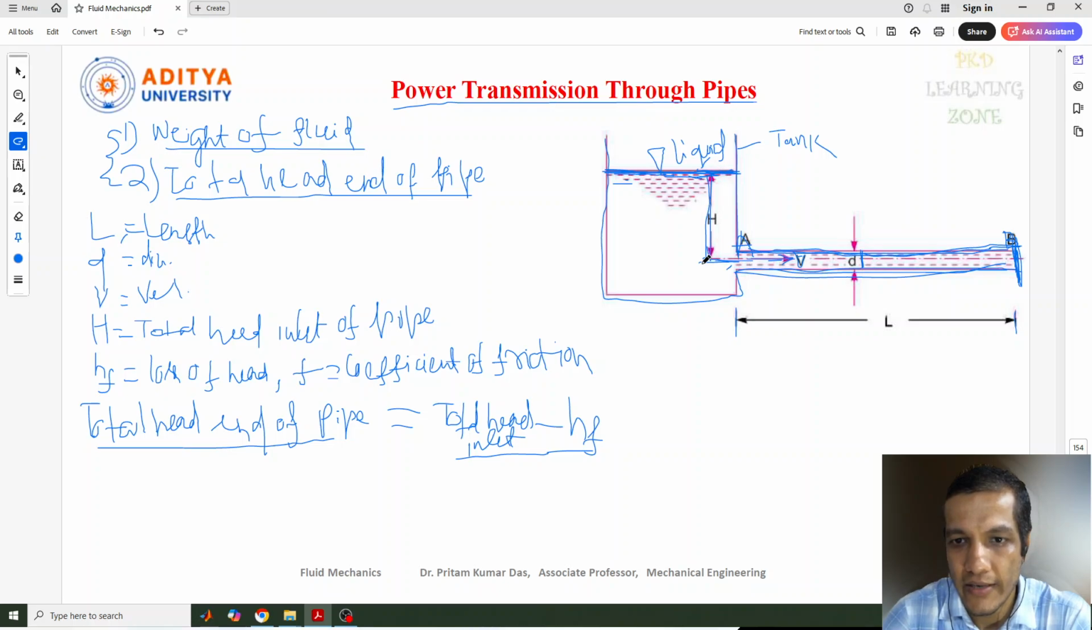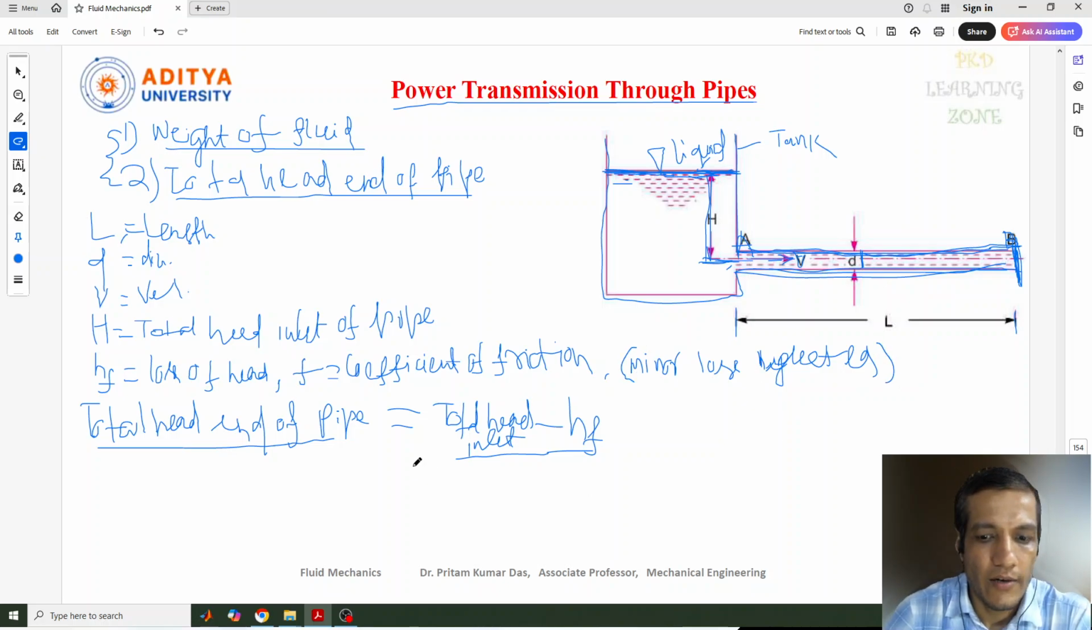That means what head is present at this inlet position when it is entering this pipe, and after flowing through the pipe, what loss happened during the fluid flow from point A to point B. So that is HF. In between this fluid flow we have neglected the minor losses. So here you can mention, minor loss is neglected, in one more bracket.